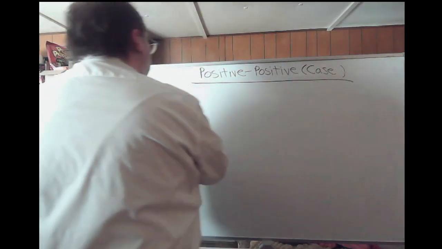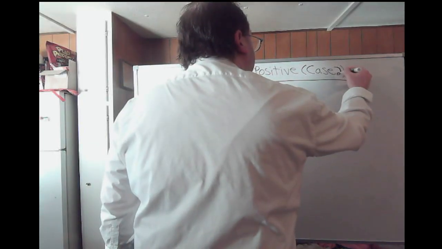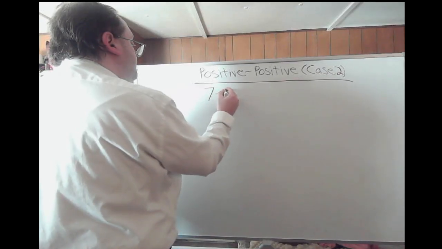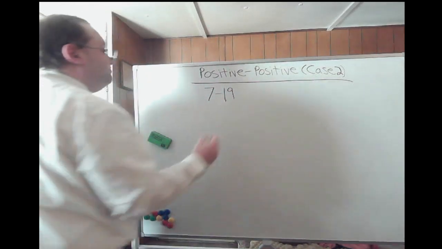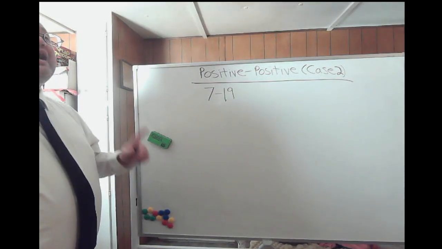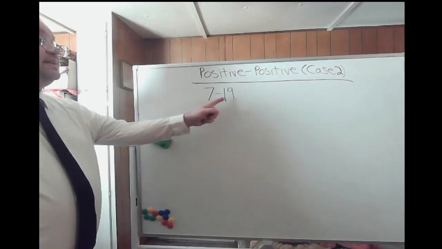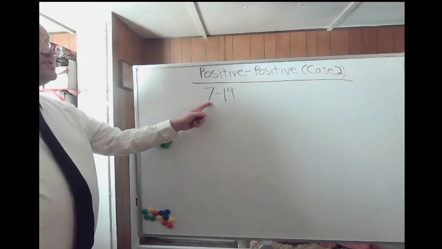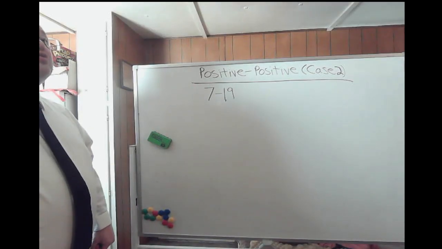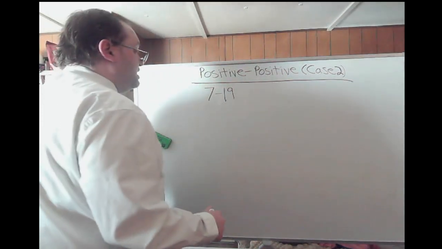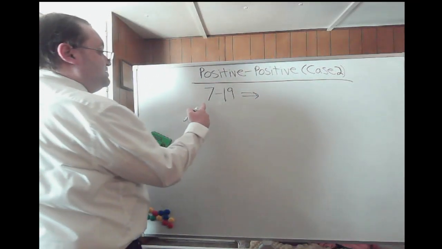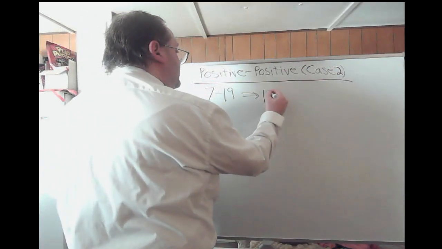But case 2, on the other hand, is a little bit different. Case 2, let's say you have something like 7 minus 19. Well, what you have here is still a positive number minus a positive number. However, the first number is less than the second number. Whenever the first number is less than the second number, whenever you're subtracting two positives, you'll always get a negative result.